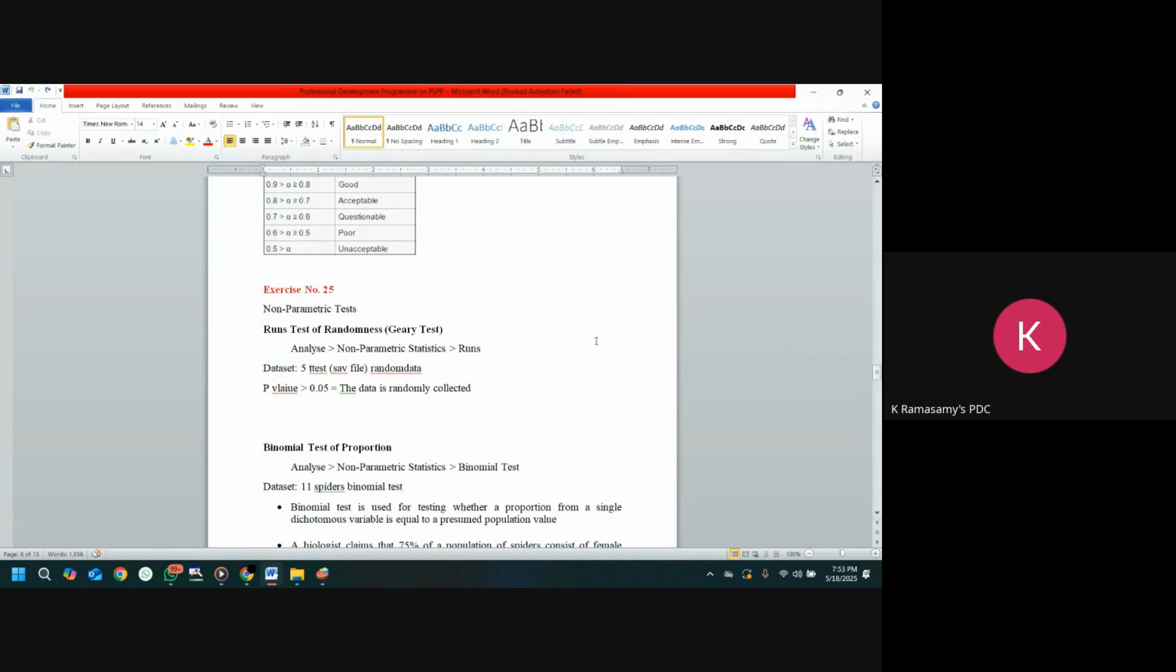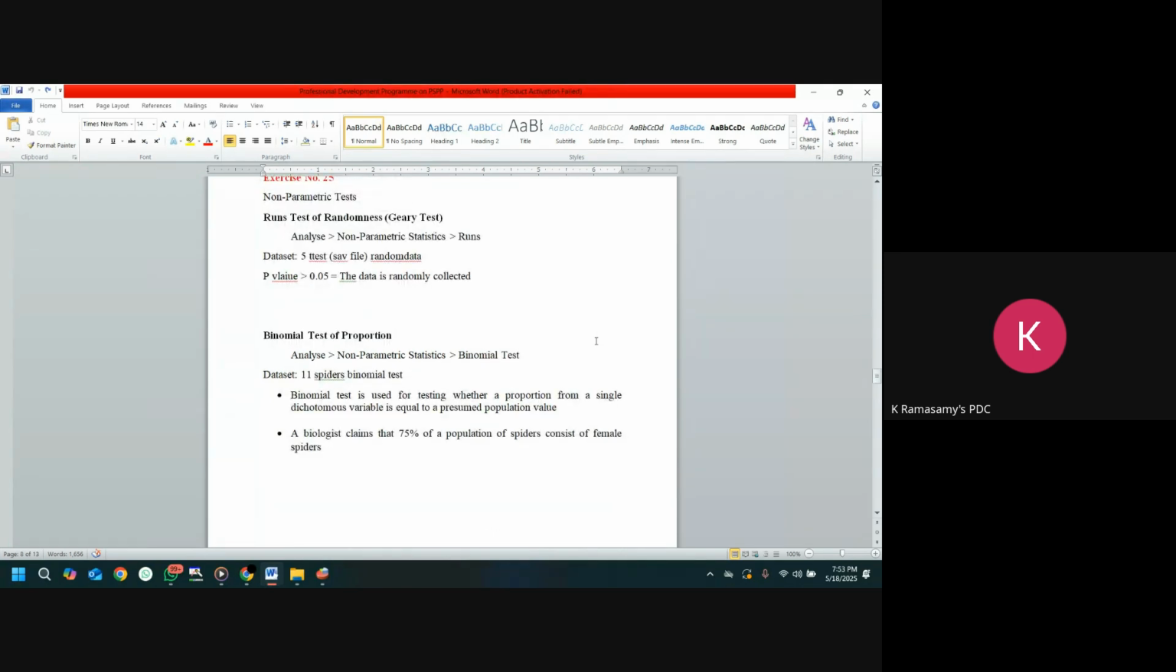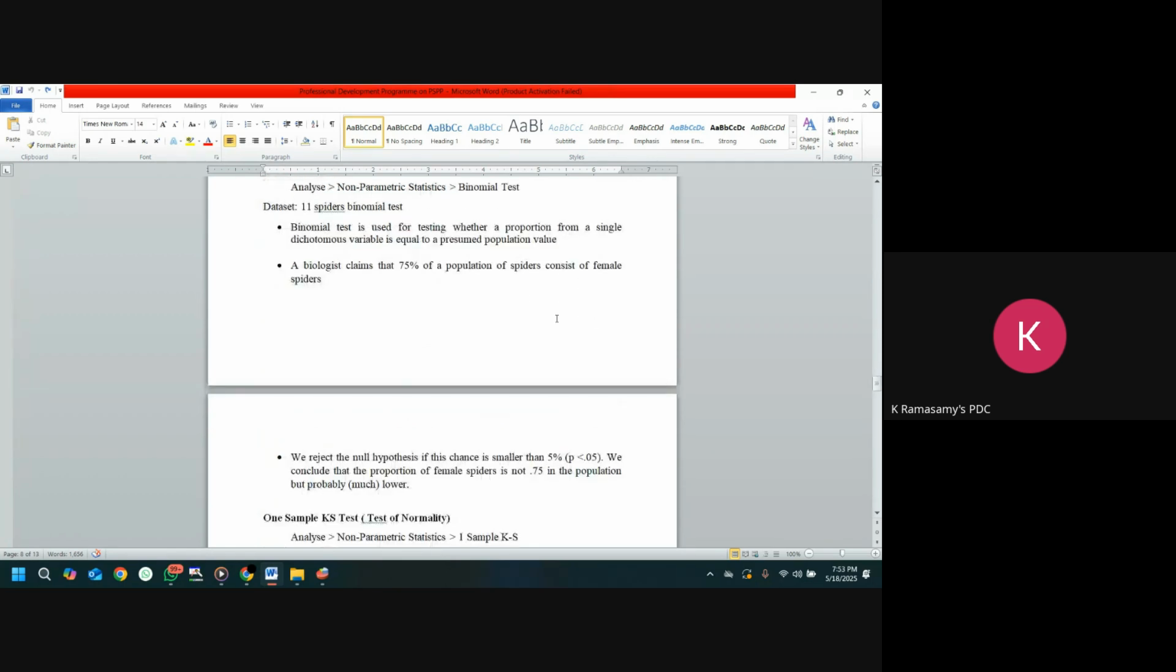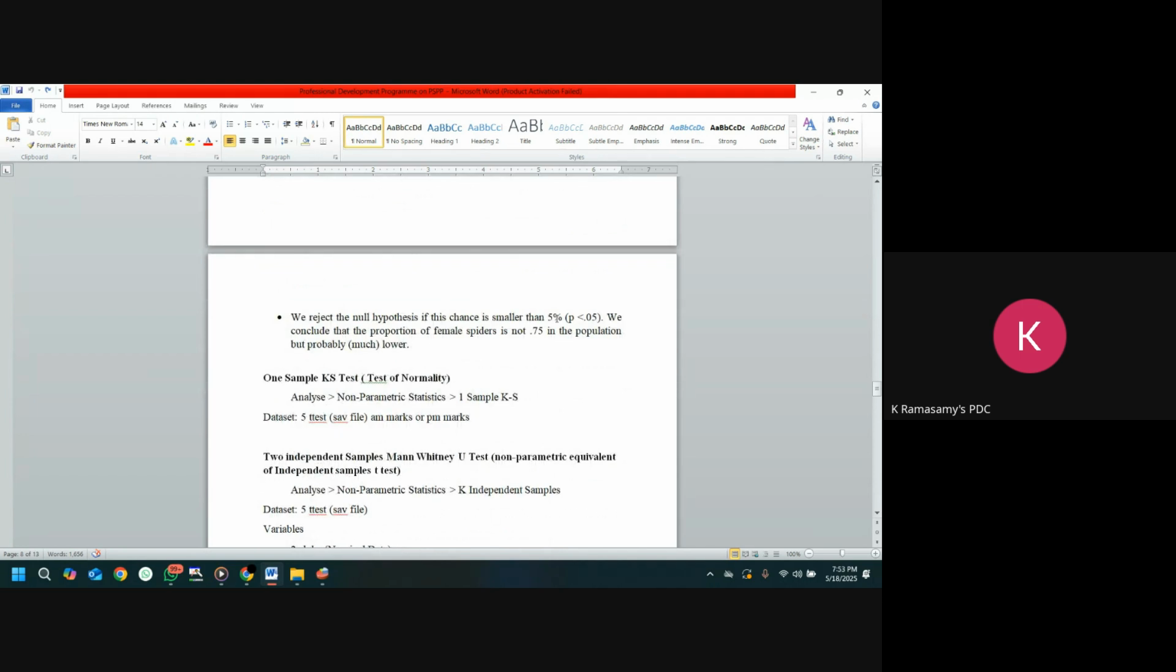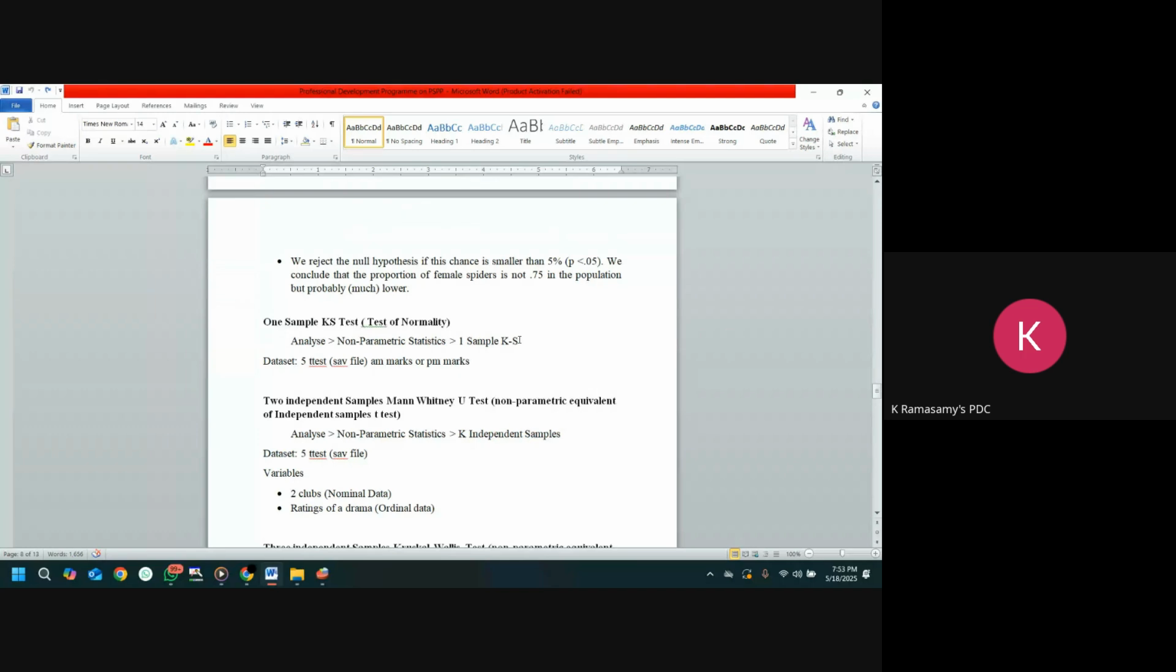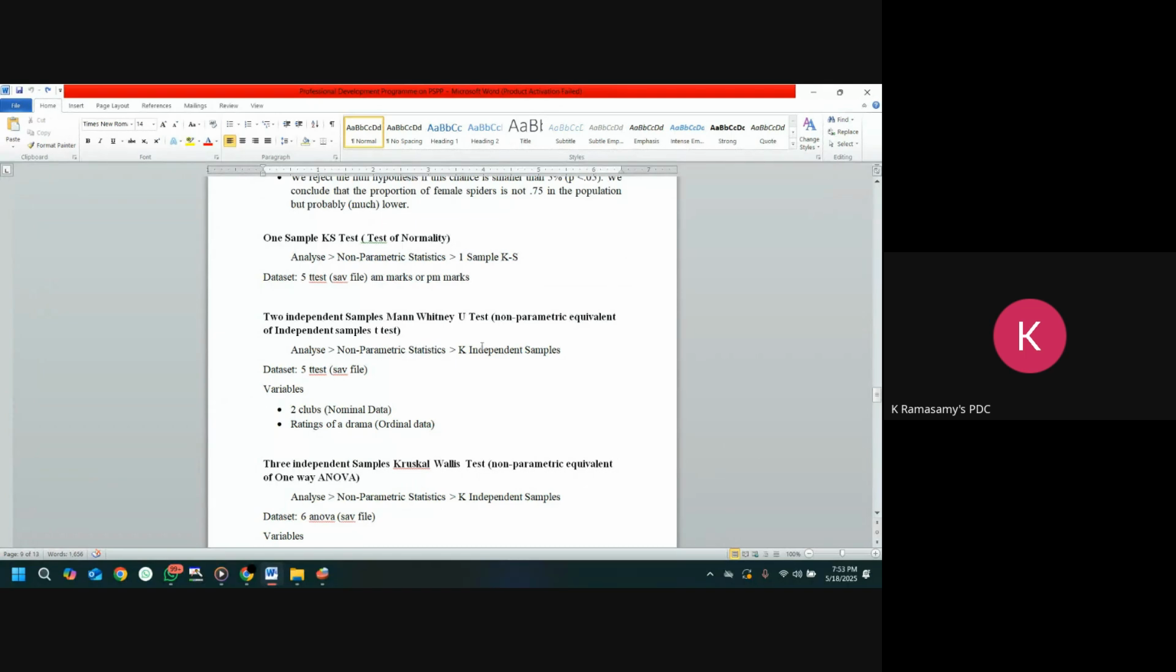What is that? Non-parametric tests. Okay. See, whatever parametric test we studied, for all those tests, there's an equivalent non-parametric test. Already we learned two non-parametric tests. One is chi-square statistics, and secondly, test of normality called one sample KS test. So both are available in the analyze menu. Analyze, non-parametric test, you can see. Rest we'll see.